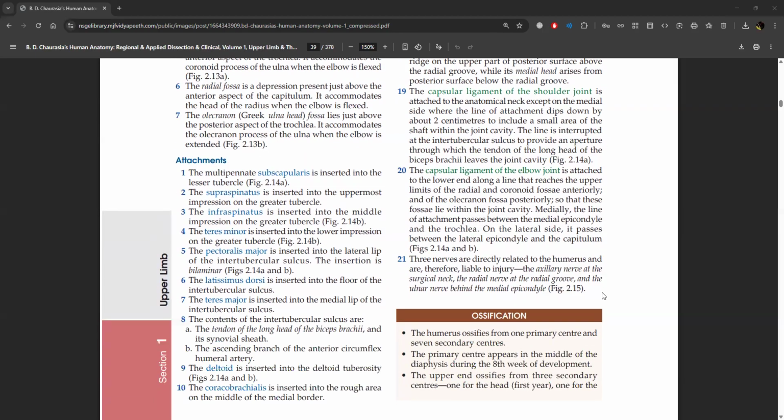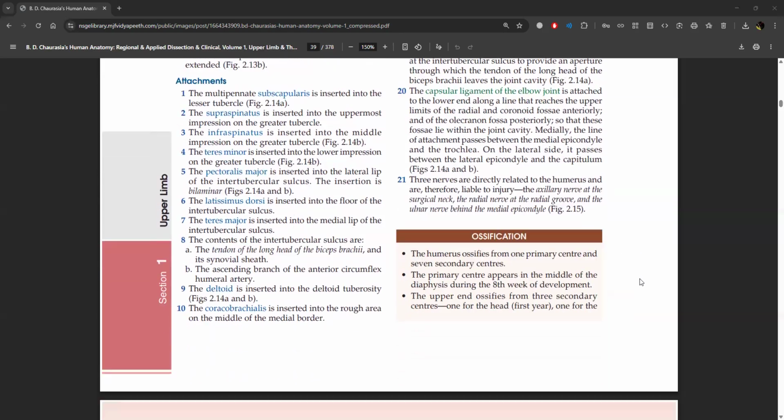Number 20. The capsular ligament of the elbow joint is attached to the lower end along a line that reaches the upper limits of the radial and coronoid fossae anteriorly and of the olecranon fossa posteriorly, so that these fossae lie within the joint cavity. Medially, the line of attachment passes between the medial epicondyle and the trochlea. On the lateral side, it passes between the lateral epicondyle and the capitulum.